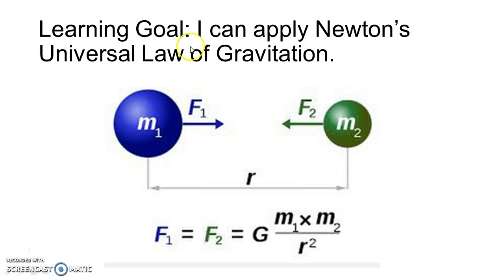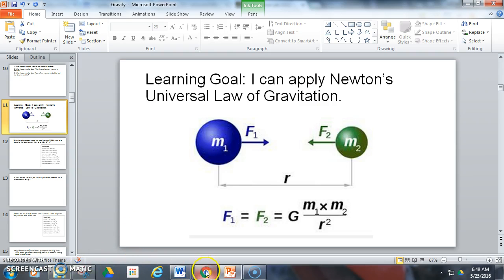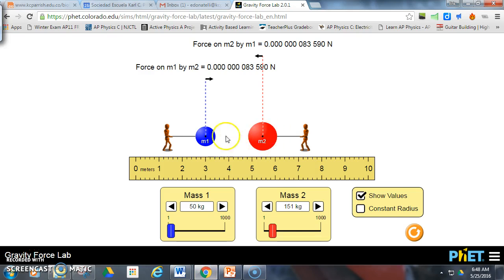The learning goal for this video is I can apply Newton's universal law of gravitation. So let's see what that means on a conceptual level. I have two masses here. There's going to be a force of gravity on each one of those masses. And notice the force of gravity is attractive.